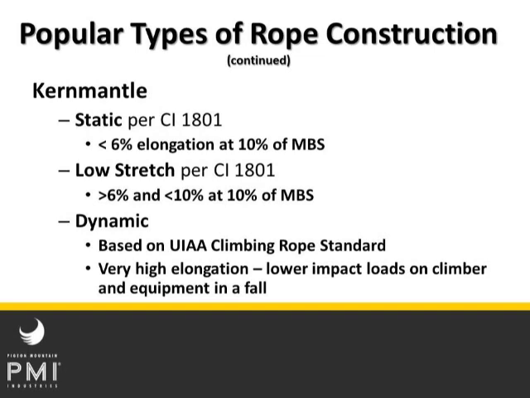And we basically took 6% elongation as the breaking spot between what we would call a static rope and what they call a static rope. We call the ones in the 6 to 10% range low stretch rope, and the typical European, more stretchy kernmantel ropes would fall into that low stretch nomenclature of 6 to 10% elongation at 10% of the rated breaking strength. And the pure static ropes are less than 6% elongation at that same 10% of breaking strength.